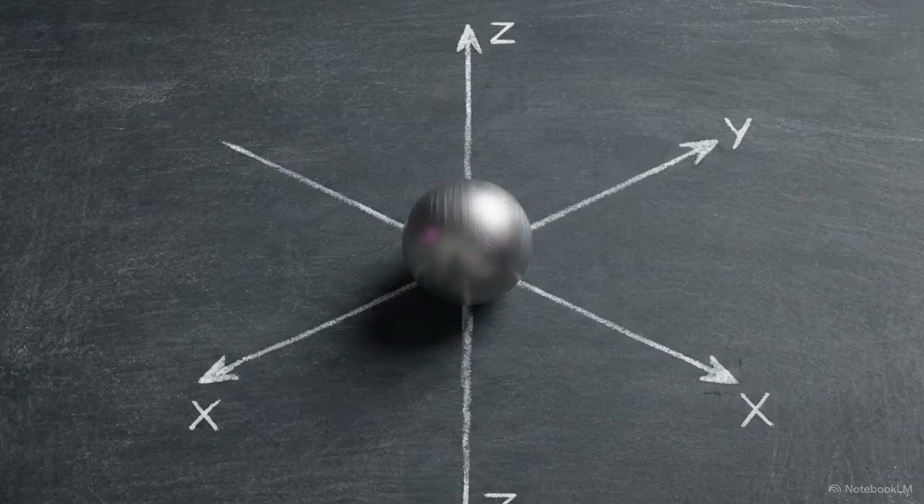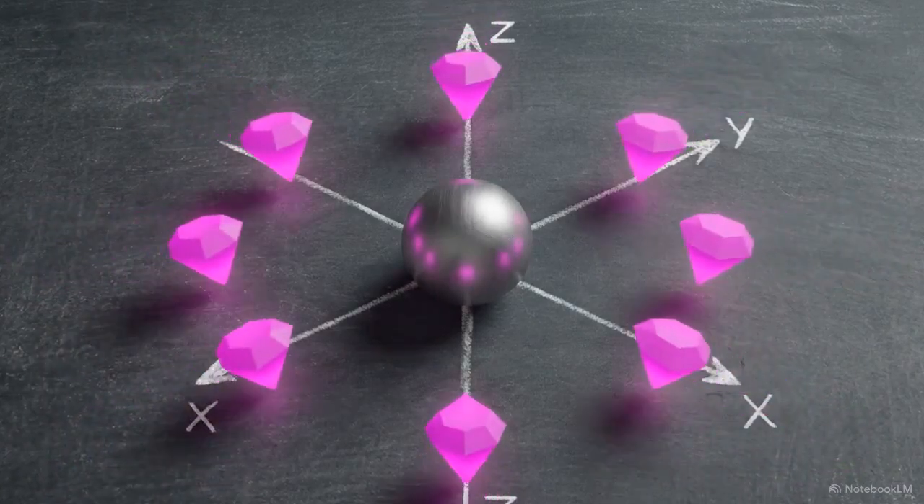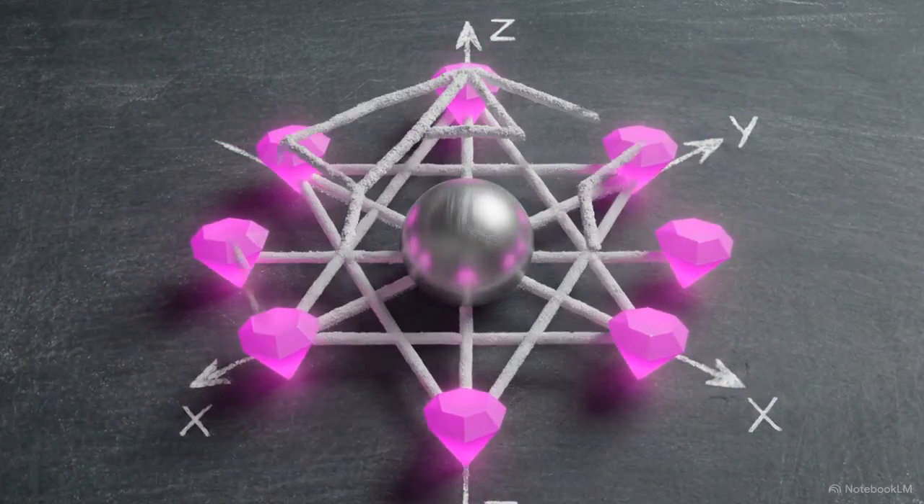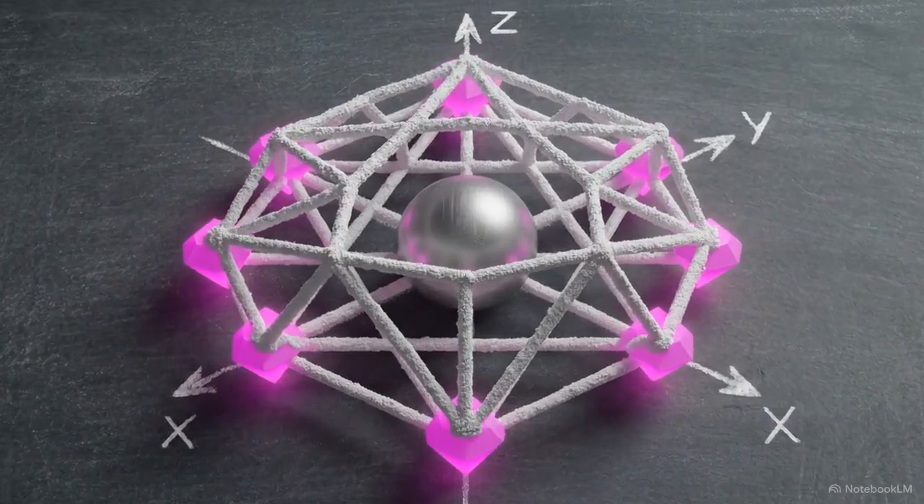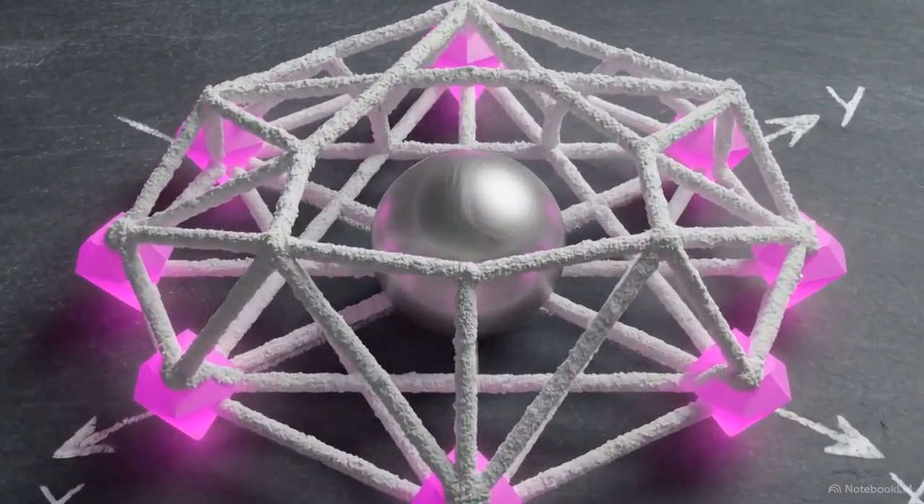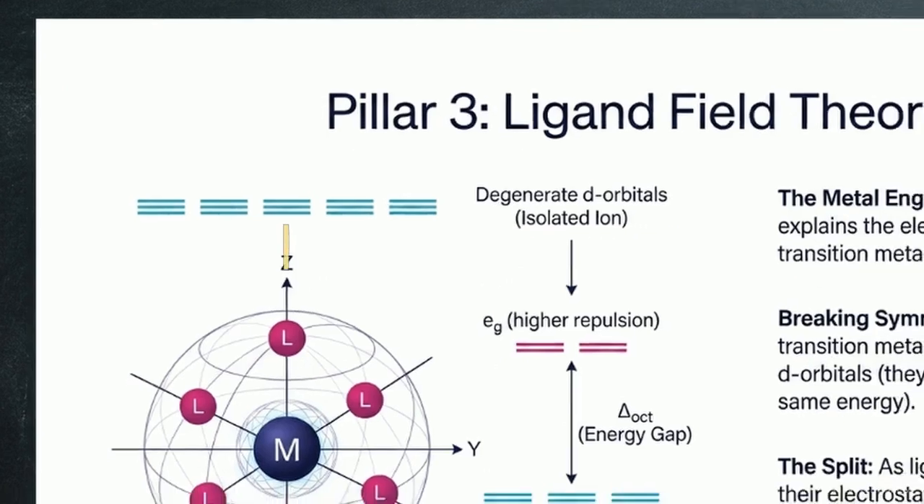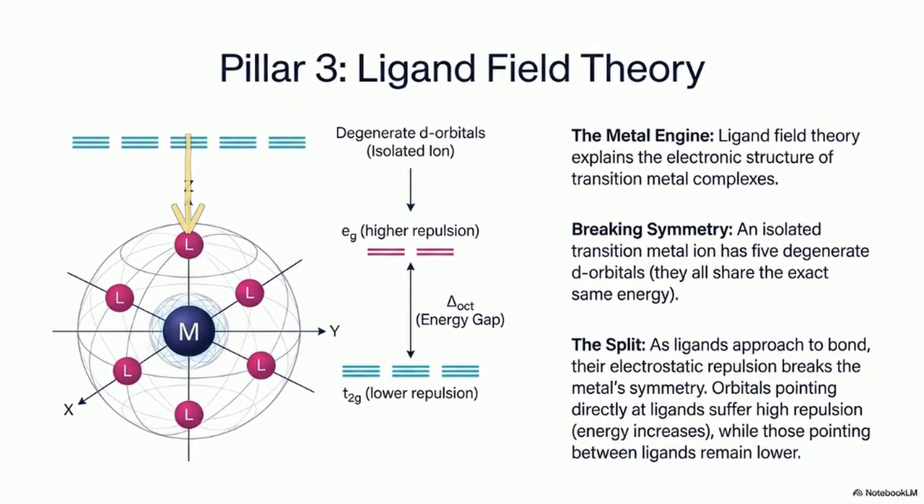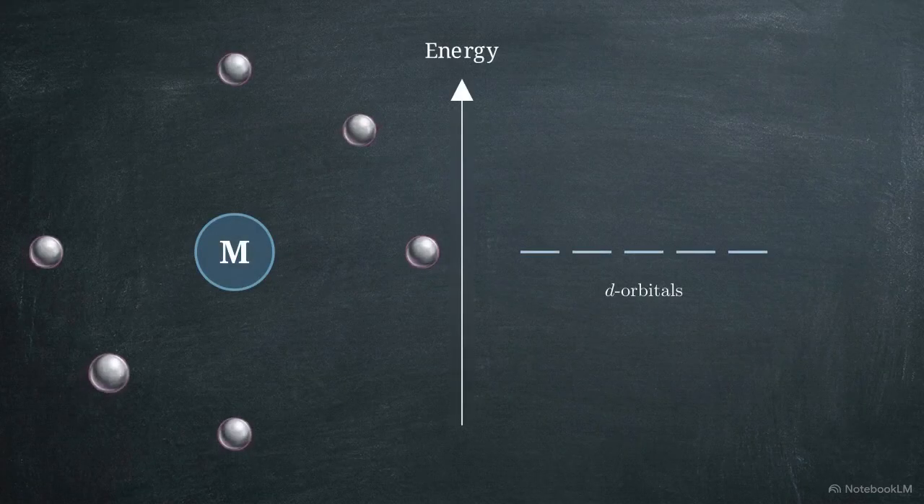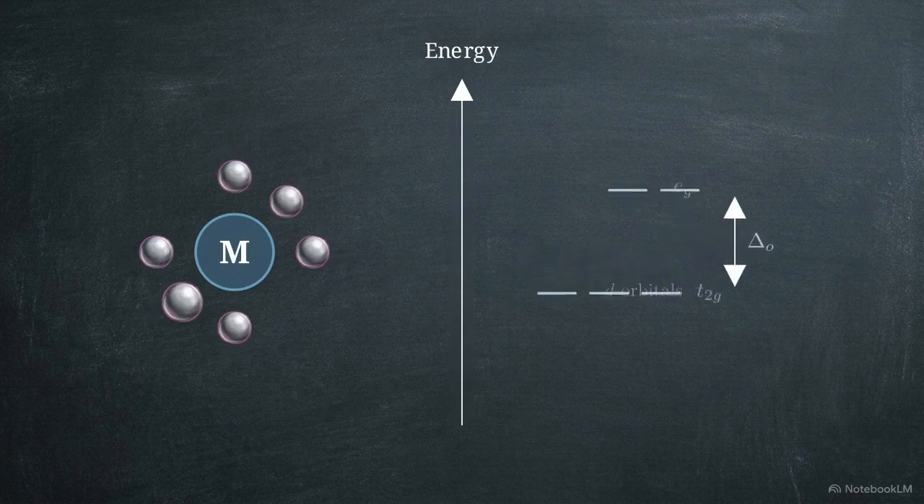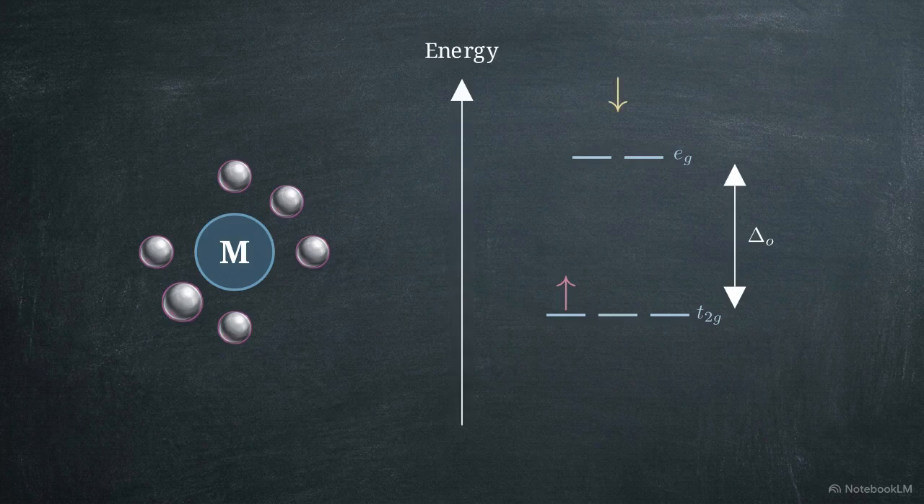This precise control over energy gaps extends beyond organic carbon chains. Scientists apply similar spatial geometry constraints to inorganic transition metal coordination complexes. This diagram plots an isolated transition metal ion with 5 equal degenerate d-orbitals. As surrounding ligands approach to form bonds, their electrostatic repulsion breaks this perfect symmetry. In an octahedral field, ligands approach along the axes, forcing directly aligned orbitals into a higher energy state, creating an octahedral splitting pattern.